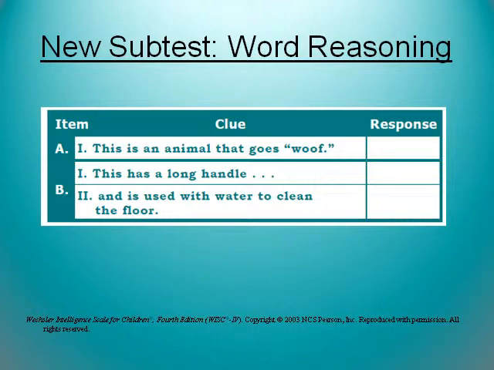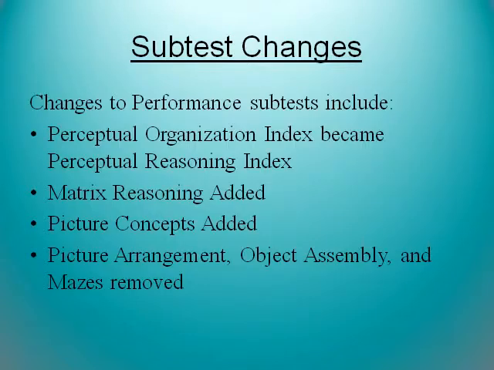Word reasoning, by the way, measures verbal comprehension, analytical and general reasoning ability, verbal abstraction, domain knowledge, and the ability to integrate and synthesize different types of information, and ability to generate alternative concepts. The test requires a child to identify common concepts being described in a series of clues.